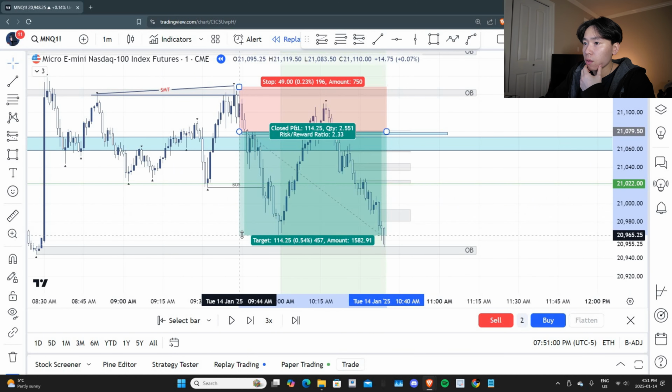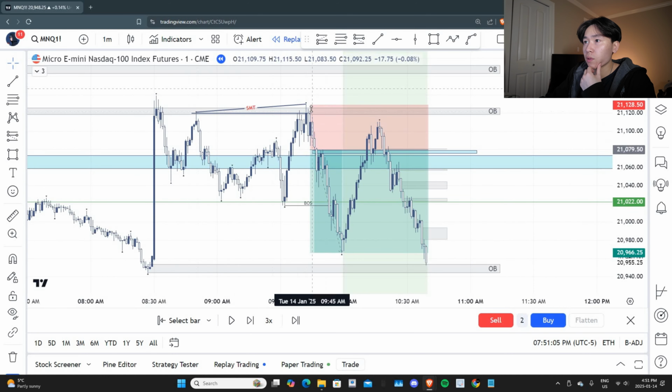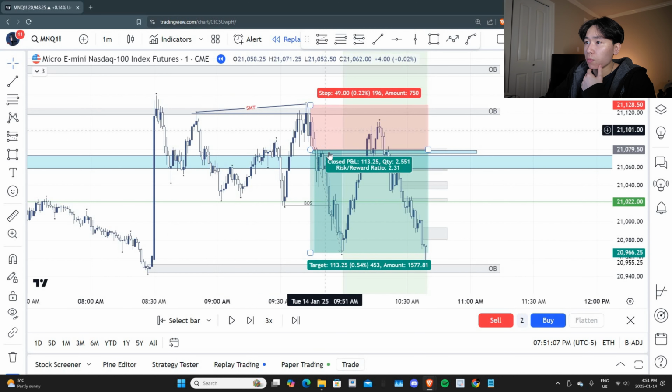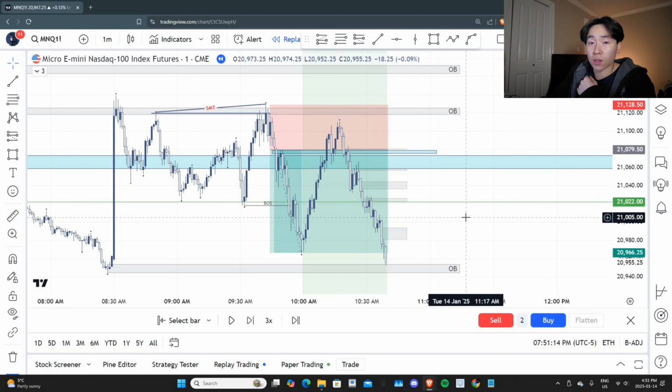So yeah, I mean, not too much to say about this trade. SMTs formed, we swept, broke structure lower, formed fair value gaps. We also got displacement, and we just set our limit orders and waited for the entry to get executed, right?